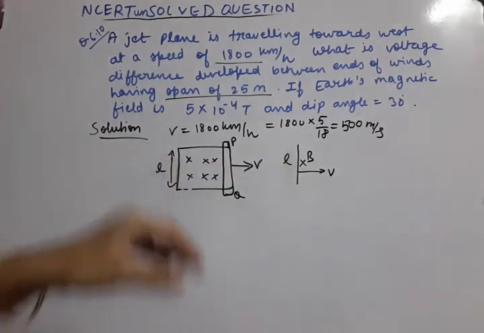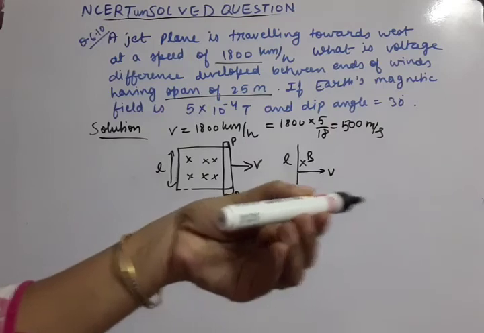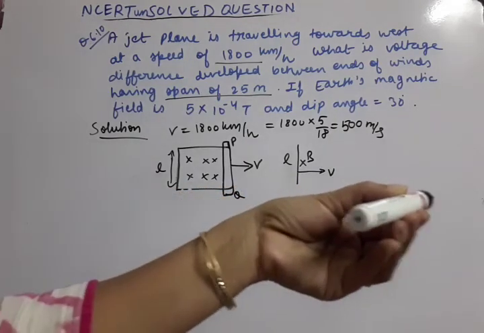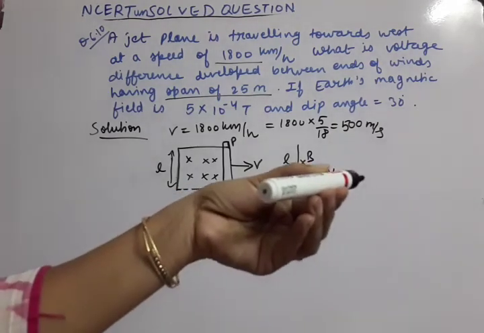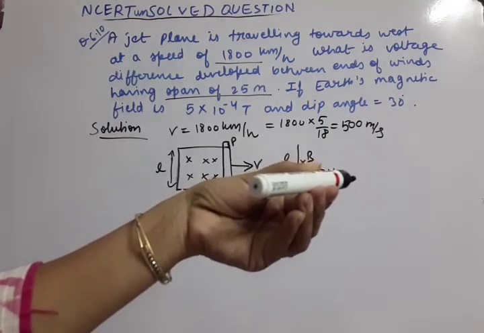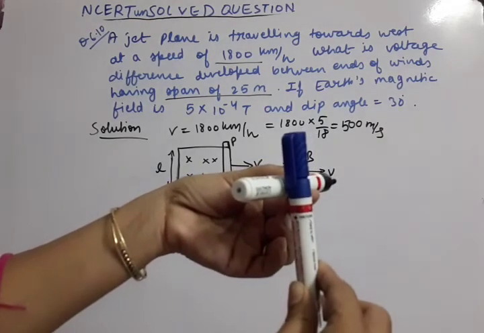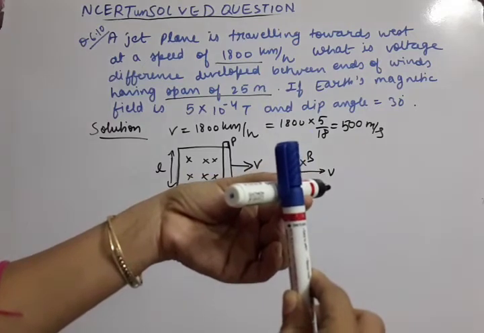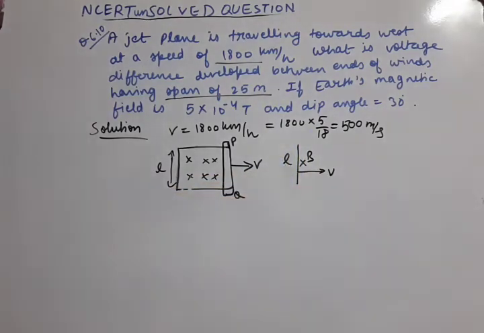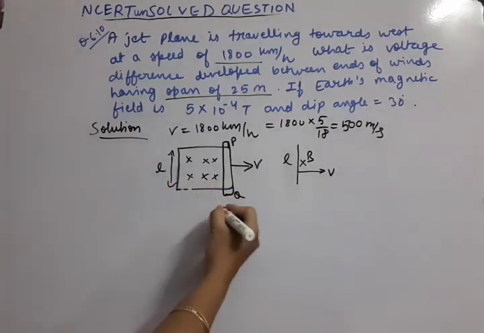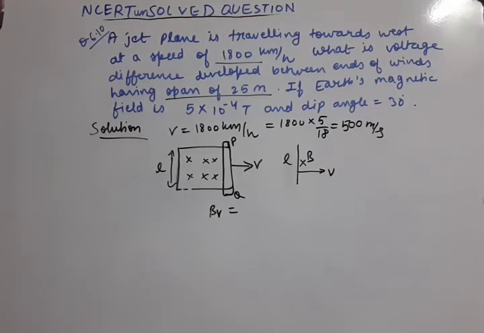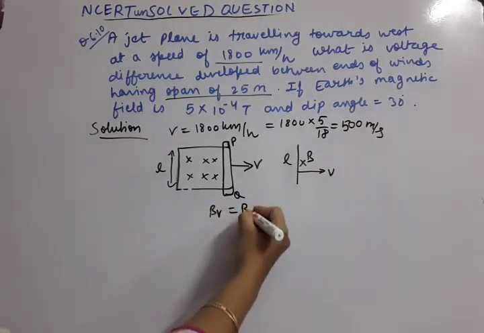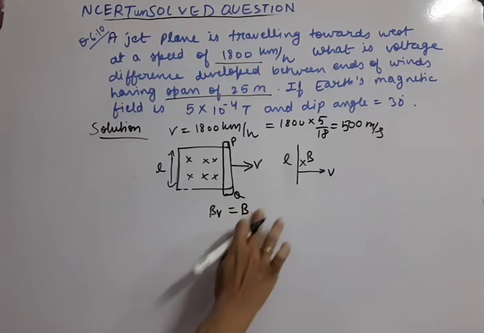Okay, so you can see if a jet plane is moving horizontally in the west direction, which magnetic field is perpendicular to it? That is Earth's vertical magnetic field. So the important thing is that we have to take the Earth's vertical magnetic field B in the calculation. So what is the vertical magnetic field formula? That is B sine delta.